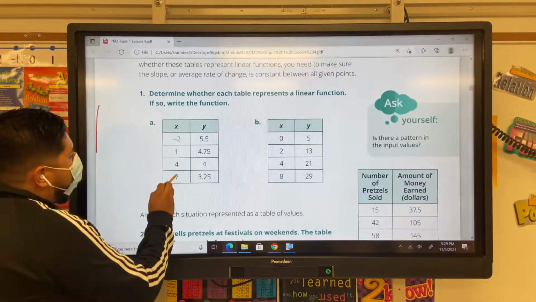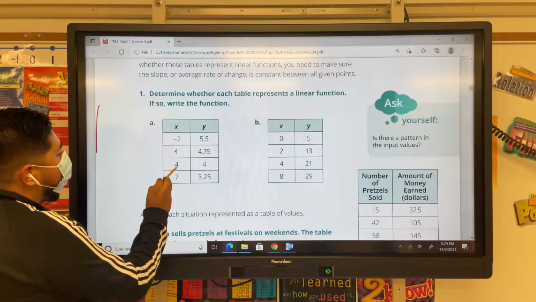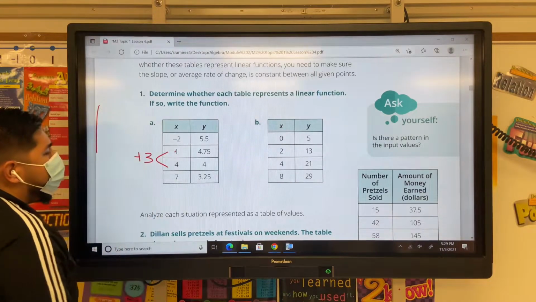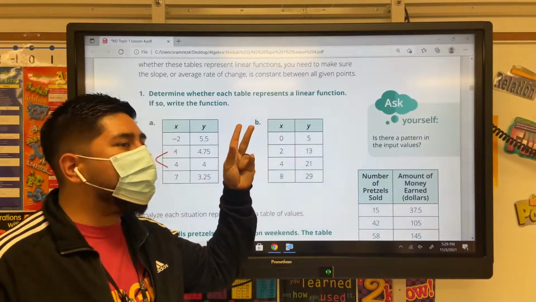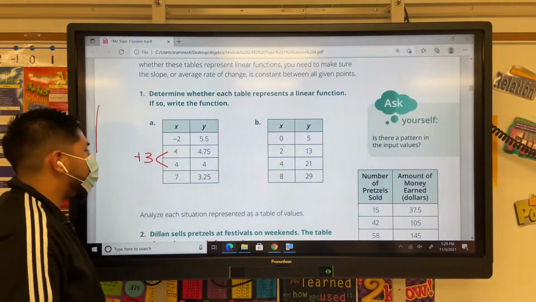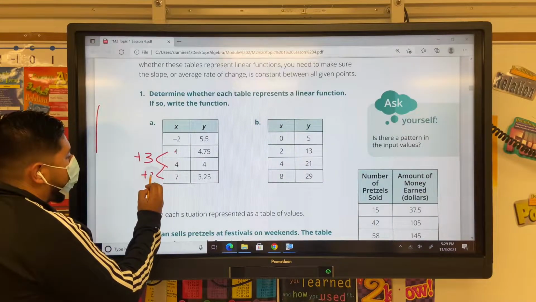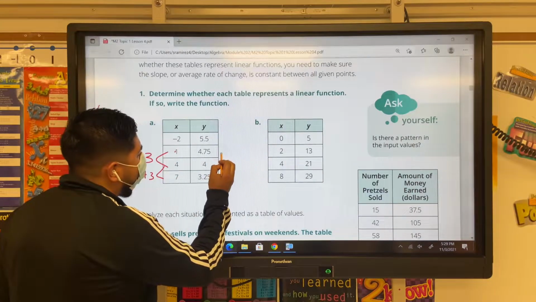Let's worry about numbers that we can count. From 1 to 4, you should know it's plus 3. If you're not sure, stick out one finger. How do I get to 4 fingers? 1, 2, 3. Plus 3. Same thing from 4 to 7. Also plus 3. This is where it's going to get a little complicated.